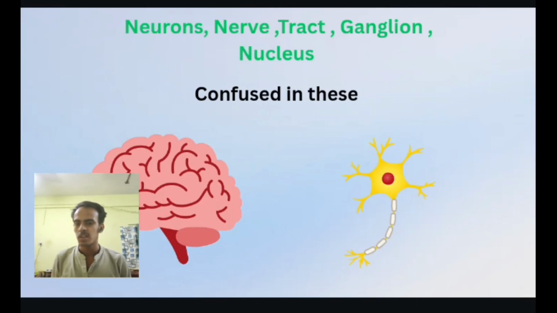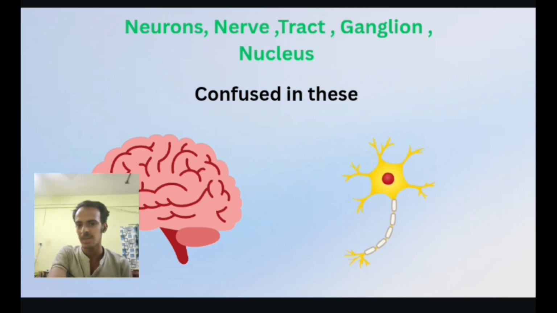Are you confused between the terms such as nerves, neuron, tract, ganglion, nucleus? These are very basic terms in neuroanatomy, and we frequently hear them in physiology as well as anatomy. But we sometimes mix them up again. I will make it very easy for you in the next 60 seconds.